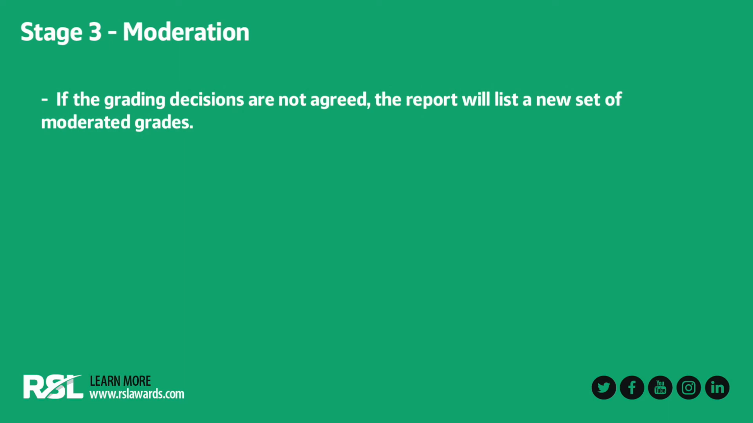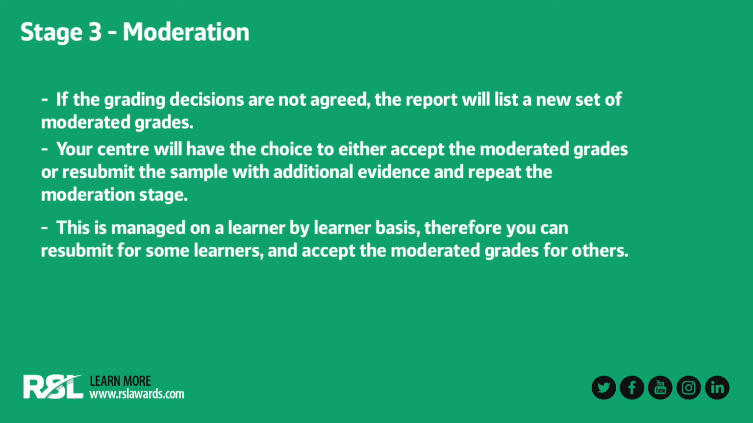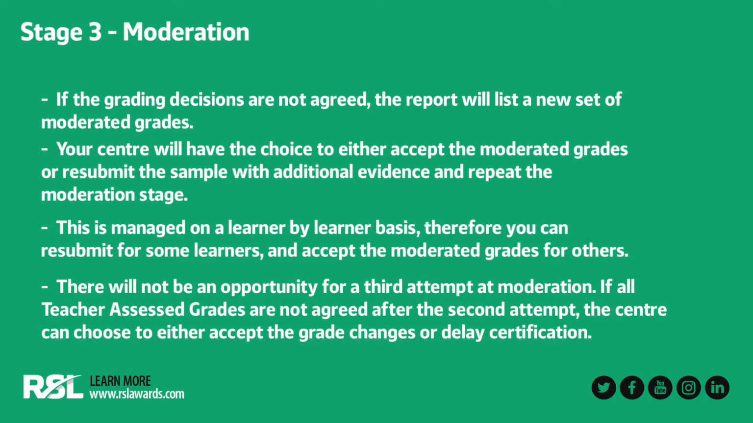If the grading decisions are not agreed, the report will list a new set of moderated grades. Your centre will have the choice to either accept the moderated grades or resubmit the sample with additional evidence and repeat the moderation stage. This is managed on a learner-by-learner basis. Therefore, you can resubmit for some learners and accept the moderated grades for others. There will not be an opportunity for a third attempt at moderation. If all teacher-assessed grades are not agreed by the second attempt, your centre can either choose to accept the grade changes or delay certification.